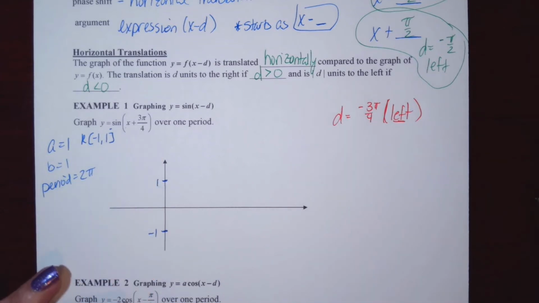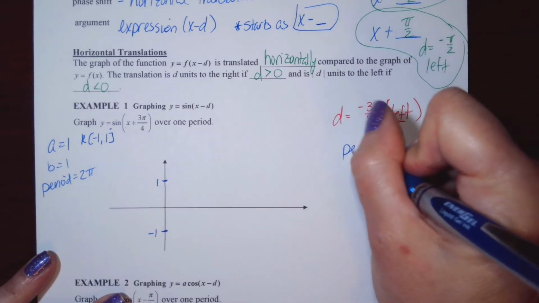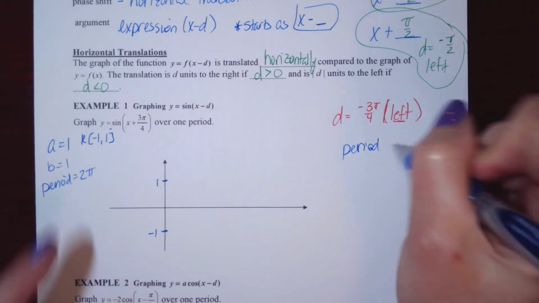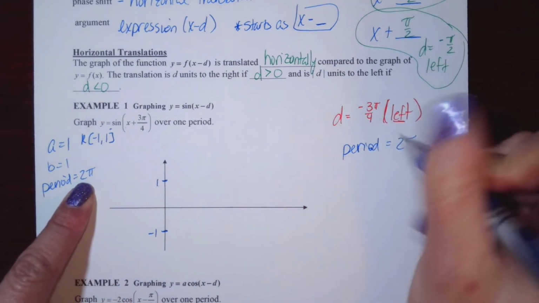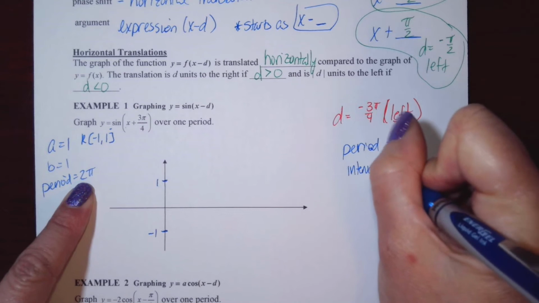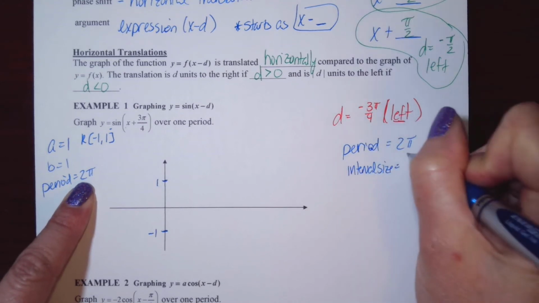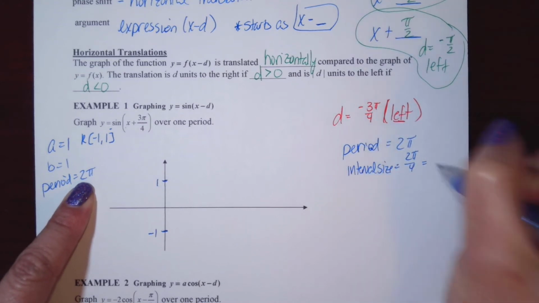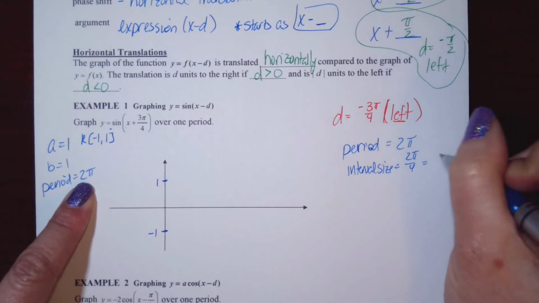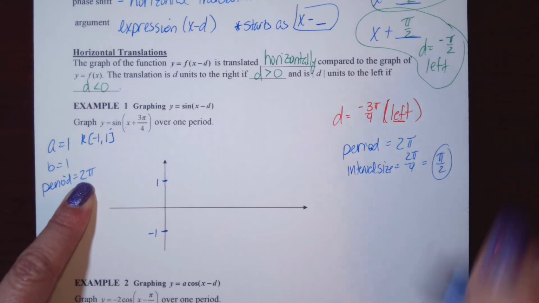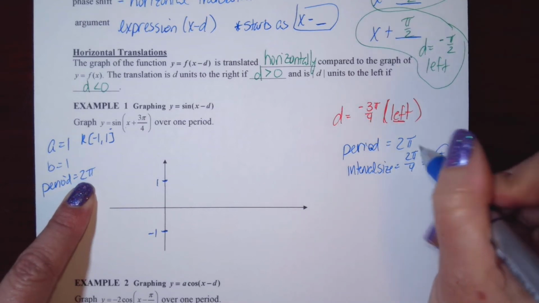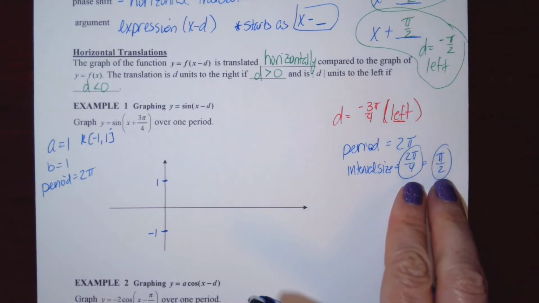Now my period, we said, is 2 pi. So my interval size is that period divided into 4 equal intervals. 2 pi divided by 4, that's pi half for my interval size. Or 2 pi fourths, right? Depending on how I need to use it.